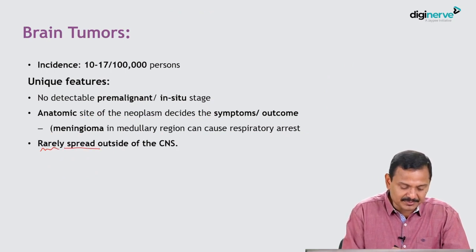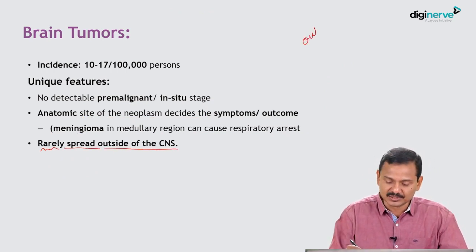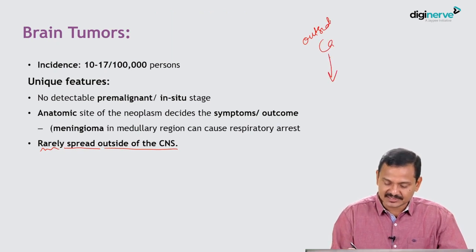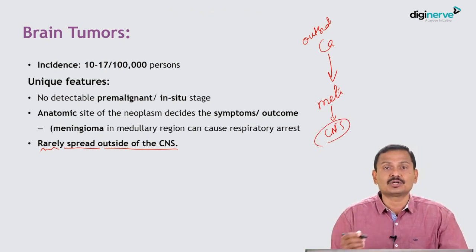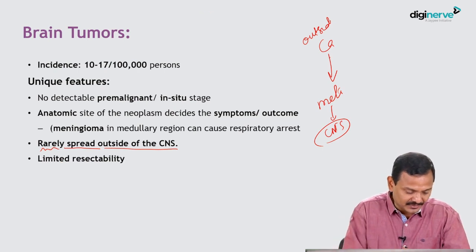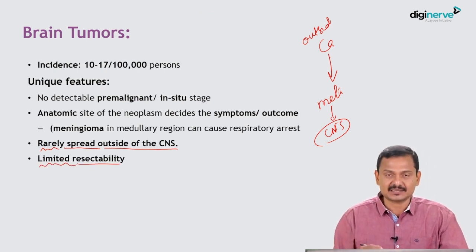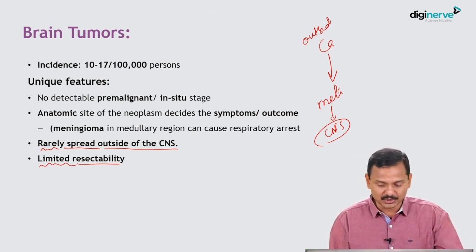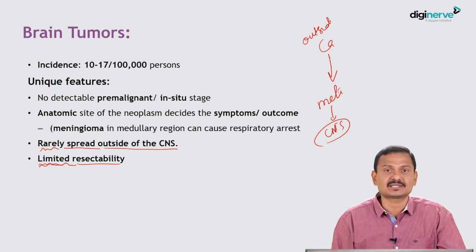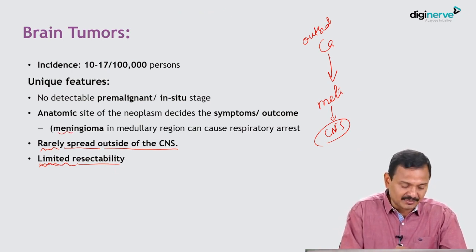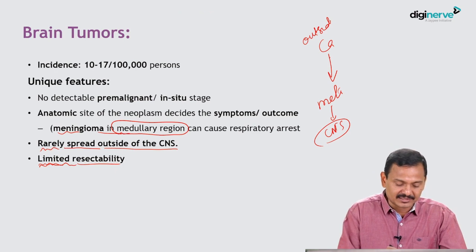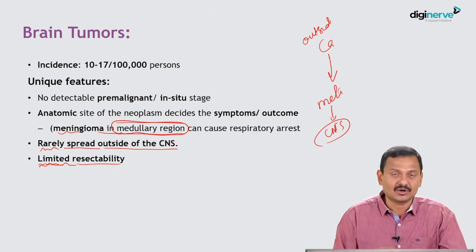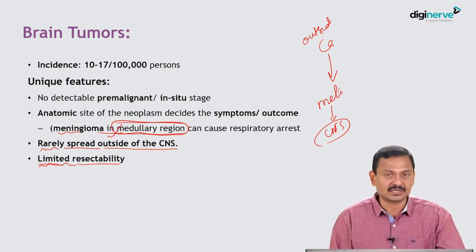The other thing is that they rarely spread outside the CNS. Carcinomas can metastasize to the brain, that is CNS metastasis, but CNS tumors do not go outside the brain. Then there is limited resectability. In other sites we can take out or remove the organ, but in brain tumors resectability is a question, because some tumors, like I said, a meningioma arising in the medullary region, will be very difficult to take out in total, and during surgery there can be injury or harm to the normal medullary tissue. That is why there is the possibility of limited resectability.